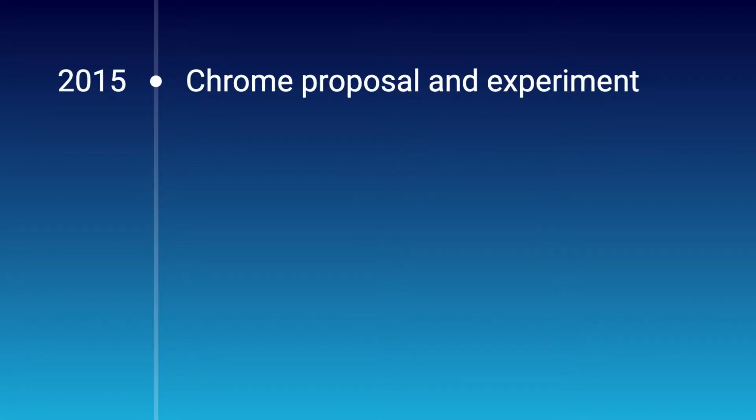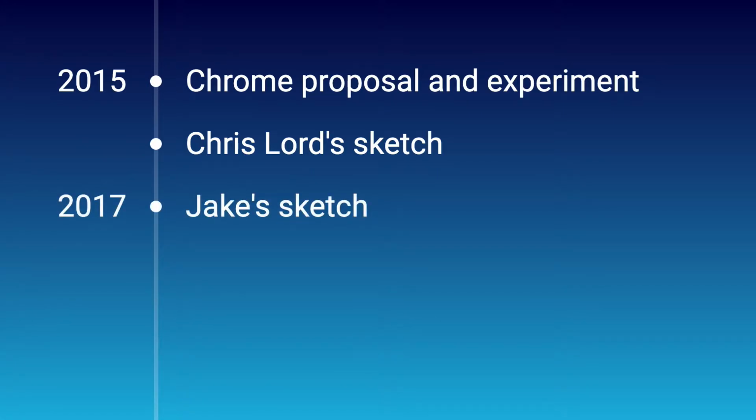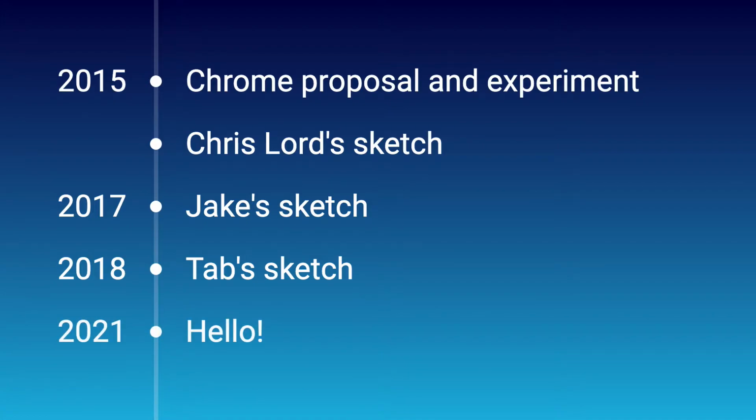But we're not the first to think about this. In 2015, another group of folks at Chrome, at Google, had a proposal and even a rough implementation, but unfortunately various people left the company before that plan was realized. Chris Lord, who was at Mozilla at the time, wrote a sketch. I'll include links to all of this in the description. There was also me. I wrote a proposal. Tab Atkins wrote an outline of a spec for this kind of thing. And here we are now.